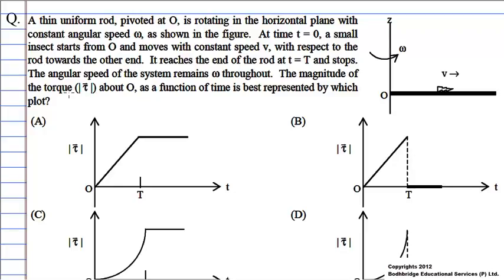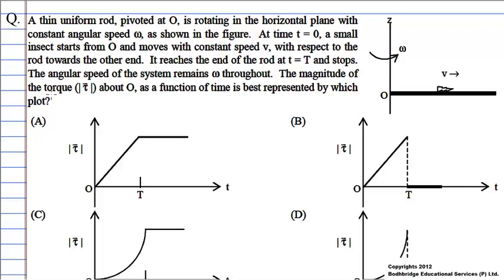A thin uniform rod pivoted at O is rotating in the horizontal plane with constant angular speed omega as shown in the figure. At time t equals 0, a small insect starts from O and moves with constant speed v with respect to the rod towards the other end. It reaches the end of the rod at t equals capital T and stops.